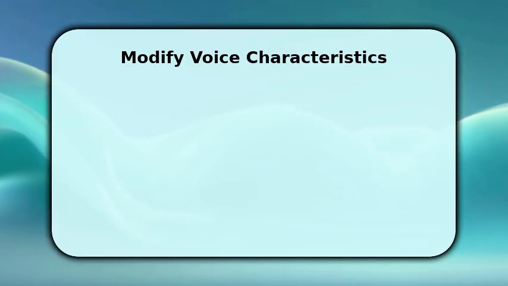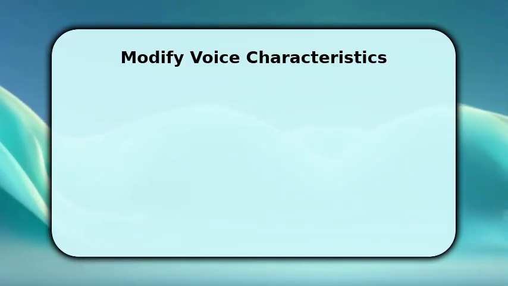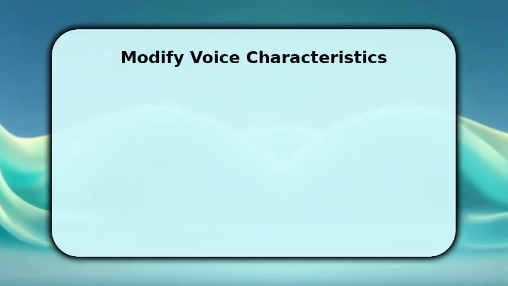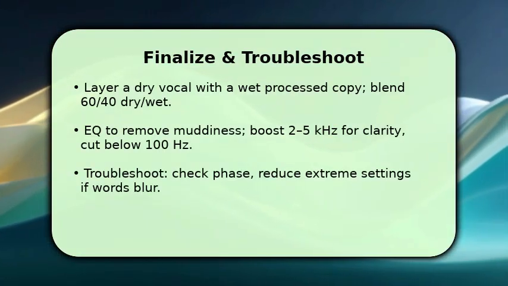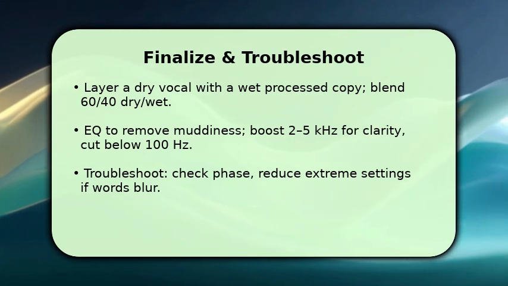Add subtle vibrato or a chorus to introduce micromodulation, and then apply a gentle bit crusher or sample rate reduction to add metallic grit. Once these are balanced, export a sample, finish by layering. Keep a mostly dry vocal and mix in the processed wet track around 60 to 40. This preserves clarity while delivering the robotic effect.